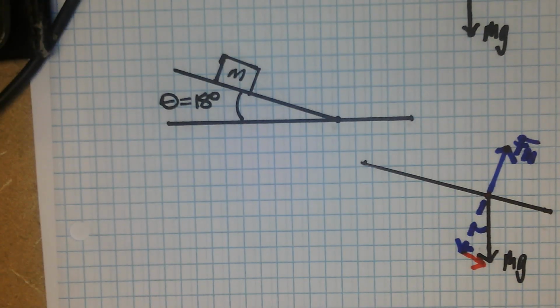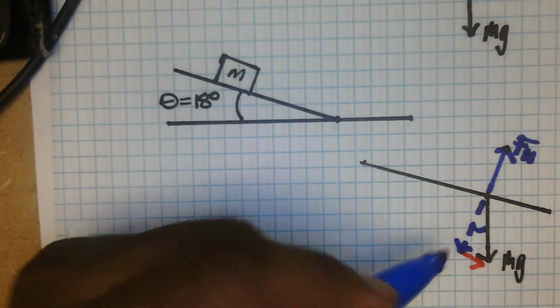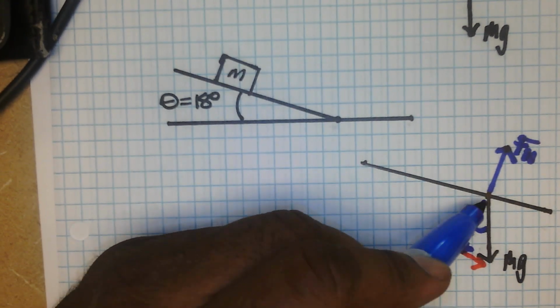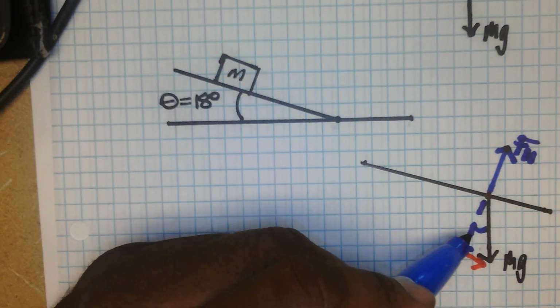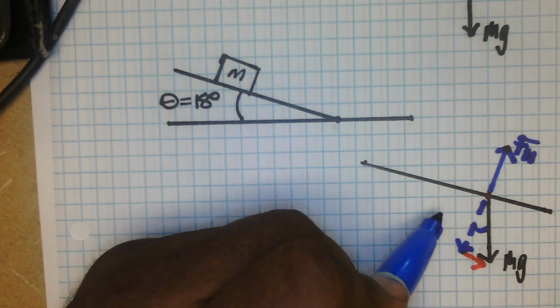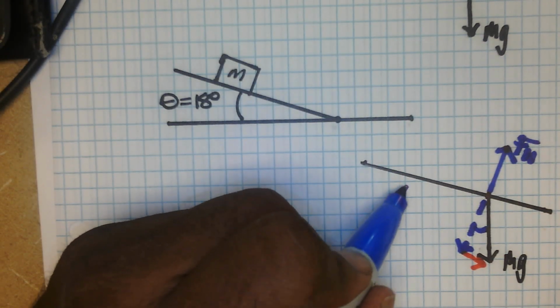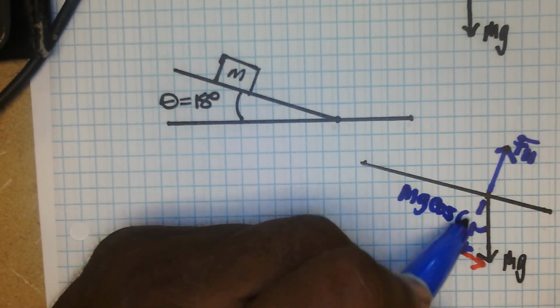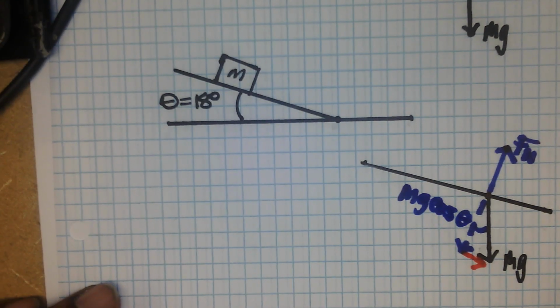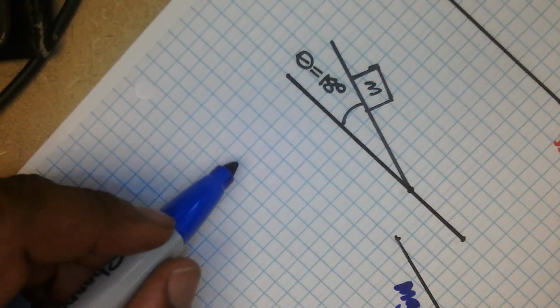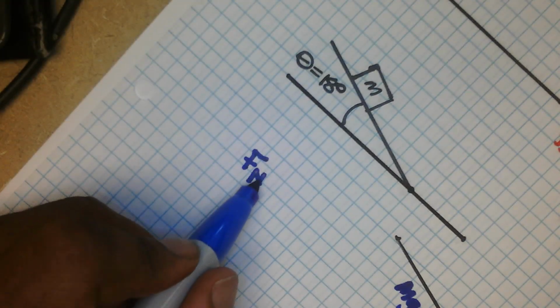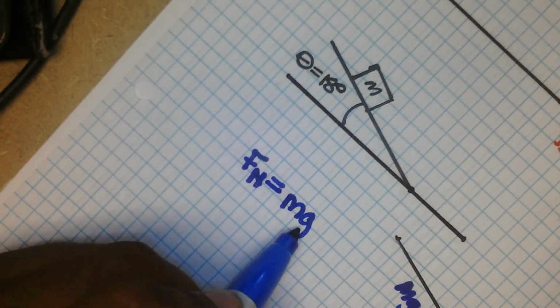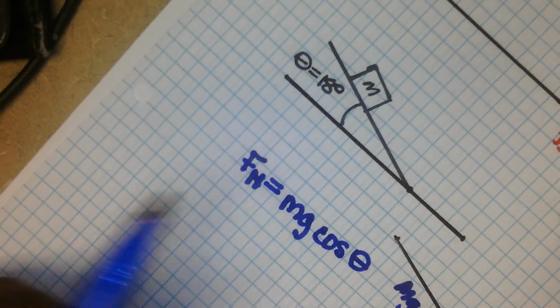Okay? Now, here we go. Both of these deal with gravity. Whenever the side of the triangle is touching the angle that we're measuring, that is going to be cosine. So this side is going to be mg cosine theta. So we're going to say that Fn is equal to mg cosine theta.